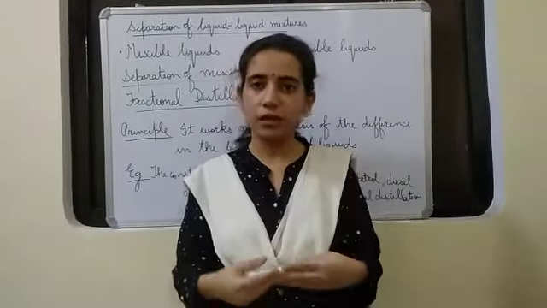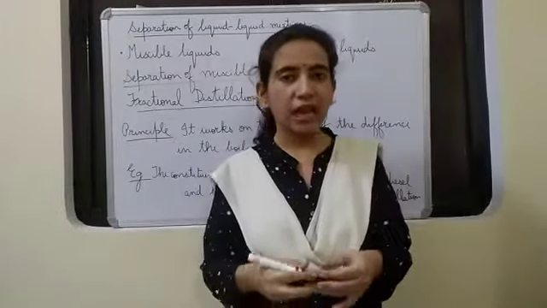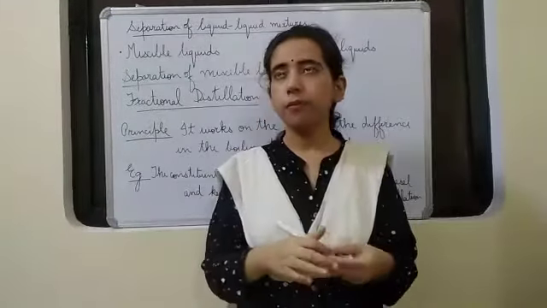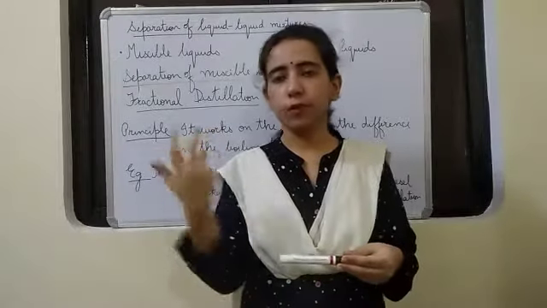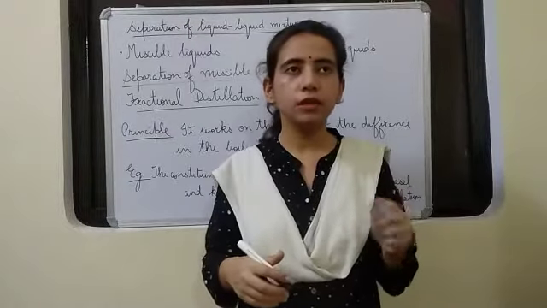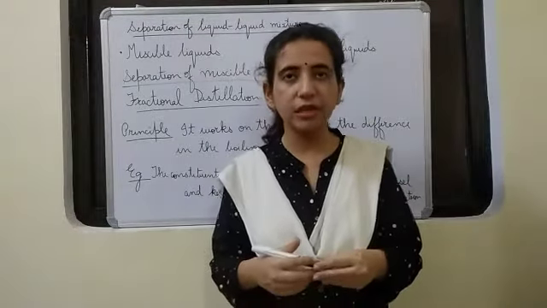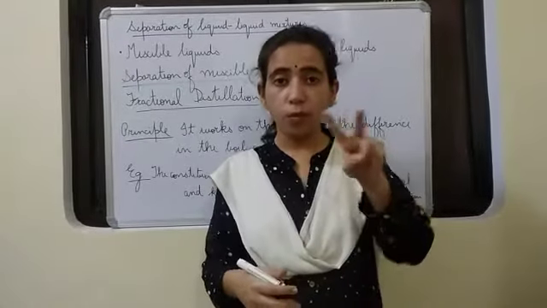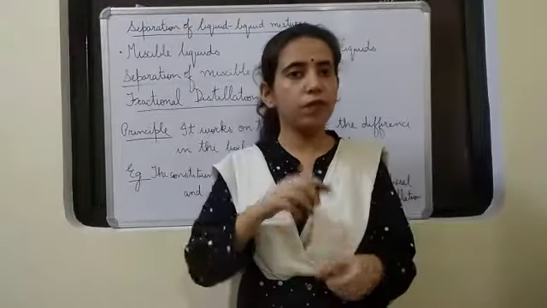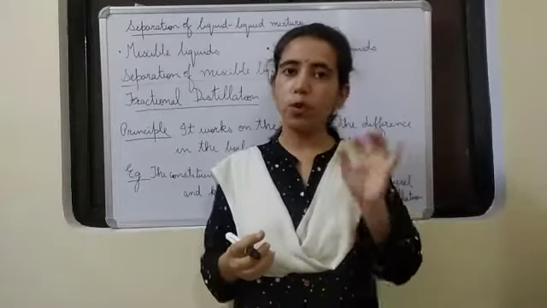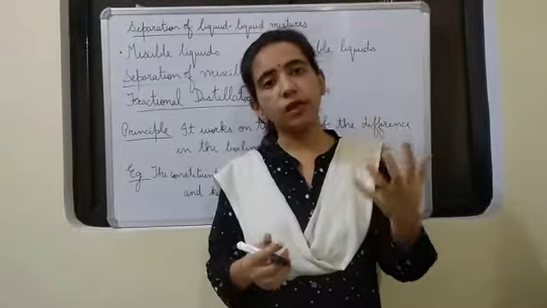So we understood that it works on the basis of the difference in the boiling points, and that difference should be at least 30 degrees. If there is a miscible liquid in which the difference in the boiling point is less than 30 degrees, then this method is not applicable, because when we heat it, both the liquids will form vapors and we won't be able to collect the vapors individually. So it is applicable only when the difference is above 30 degrees.